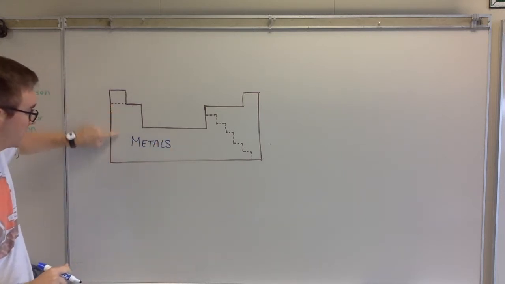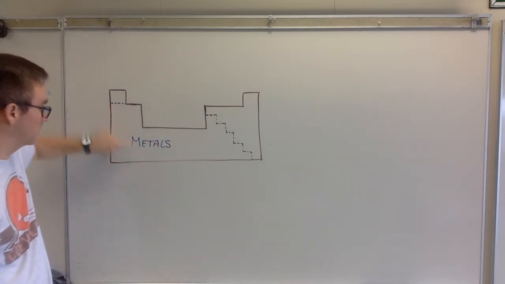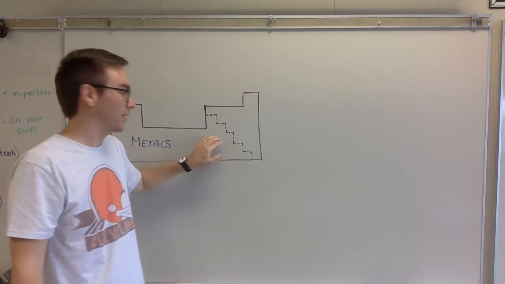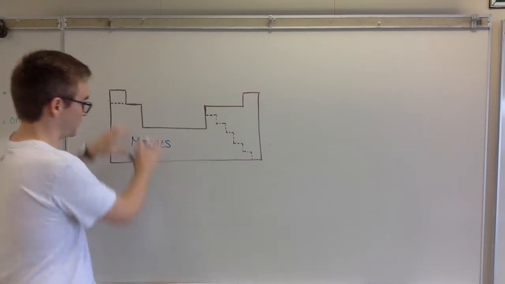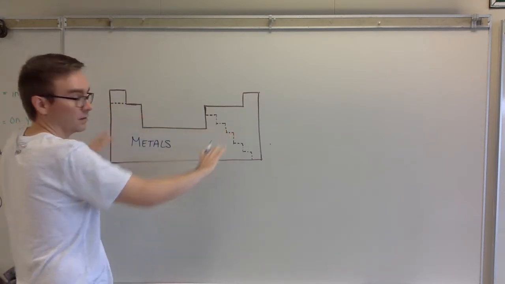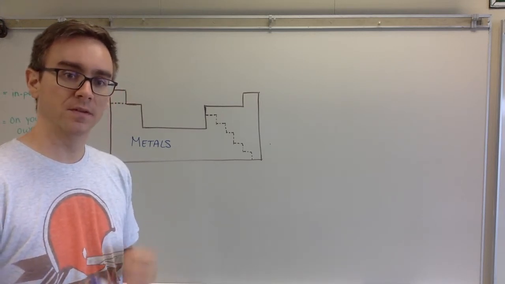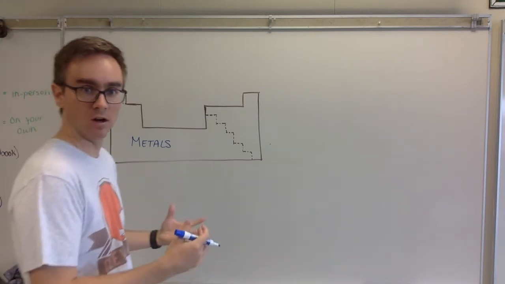Like this one here, or these ones right here are called the alkali metals. These are the alkaline earth metals. These are the transition metals. These are actually called the other metals. There's more specific names on this there. But this biggest chunk here in the middle, where most of the elements are, are called metals. Most elements are what we call metals.